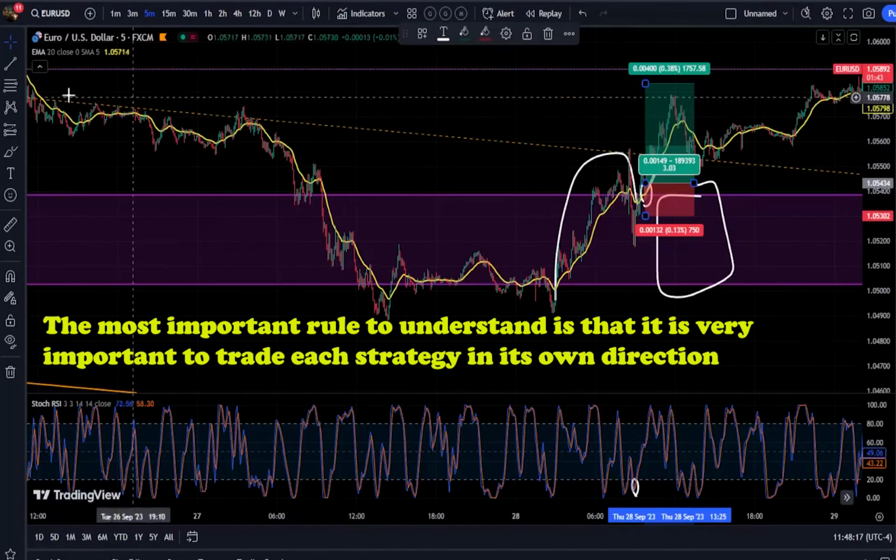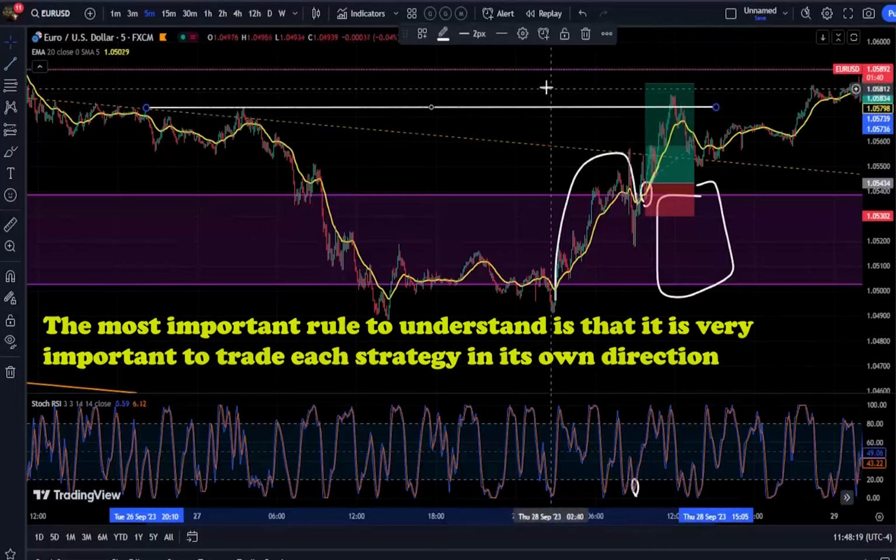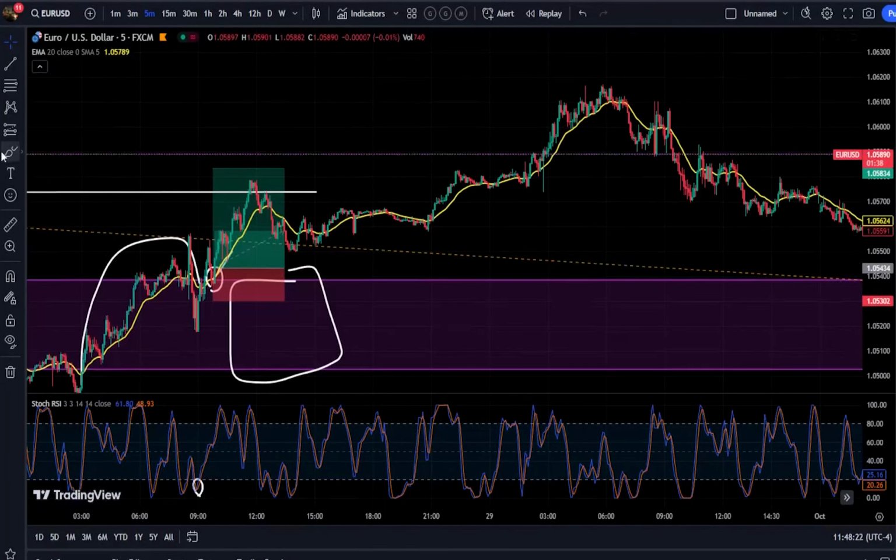This strategy has a minimum rate of 16 because it deals with important areas and support and resistance, and you can also add price action.